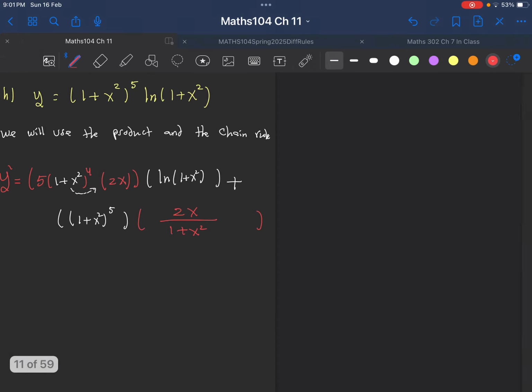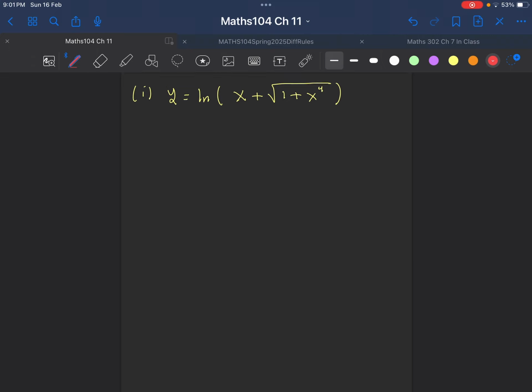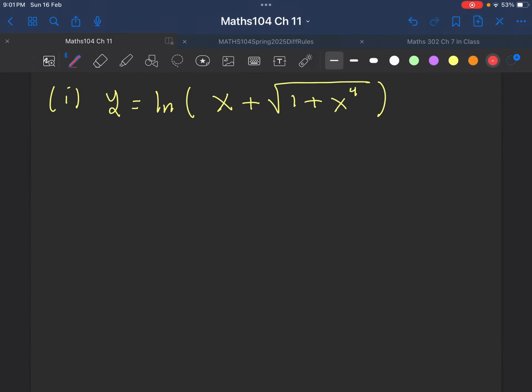Next question, I would like you to pay a lot of attention to it because it's the same idea. However, it's kind of complicated. So this is u, so the answer will be u prime over u. But the only thing that we need to do is find u prime. What is u prime? It is 1 plus the derivative of the square root of x.